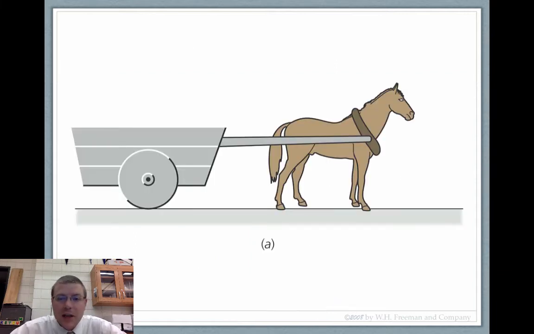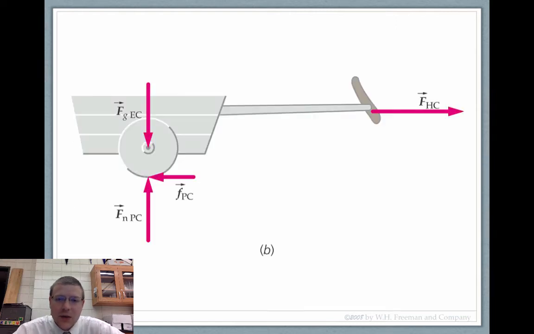Which brings us to the famous example of the cart and the horse. To make the cart go forward, the horse must pull on the cart. But if the horse pulls on the cart, doesn't the cart have to pull back on the horse? And then if that's the case, how does anything ever go anywhere?